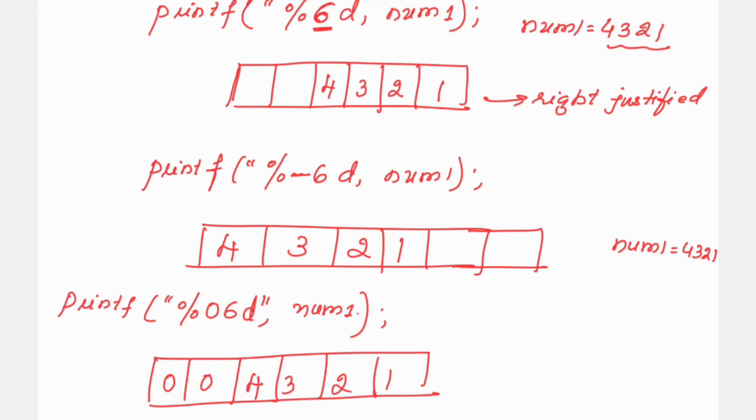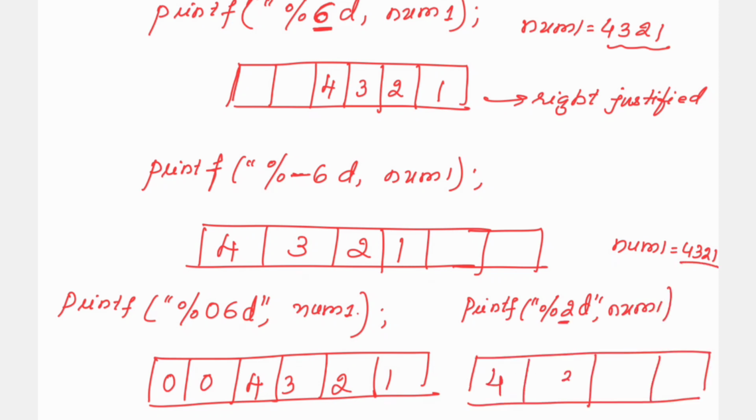What will happen if you specify a smaller width for d, but your input value is 4 digits? I just wanted to tell you, you are giving an input value of 4 digits, but you are specifying the width value as 2 or 3, which is lesser than 4. In that case, what will happen? Let us see. Suppose you write printf %2d with num1, it will simply print like this: 4, 3, 2, 1. That means it is not going to consider the number of spaces whenever the width value is lesser than the number of digits.